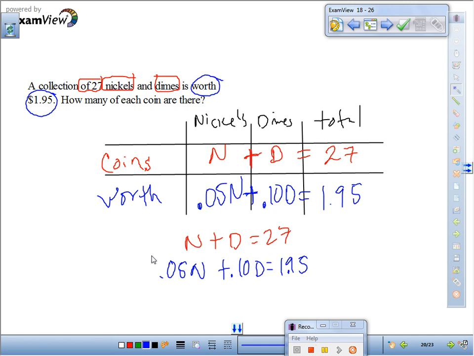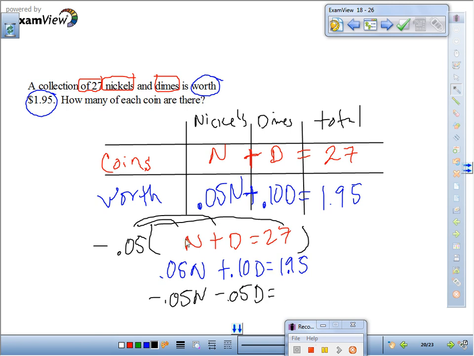So by looking at this, it looks like we can solve this using elimination. So which variable would you like to eliminate? The N. So therefore, if this is a positive 0.05N, this one needs to be what? Negative. So we need to multiply this entire equation times negative 0.05. Distribute. And let's rewrite it right underneath. Negative 0.05 times N, that's negative 0.05N. Negative 0.05 times D, that's negative 0.05D, equals negative 0.05 times 27.